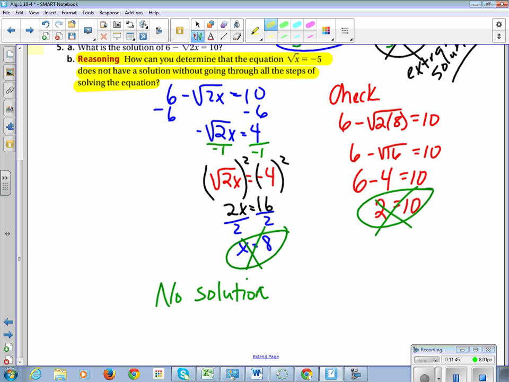You can't get a negative square. Right. When you take the square root of something, you can't get a negative outcome. So we know that the square root of x equals -5 is going to have no solution. There is never an instance where square root of x equals -5.